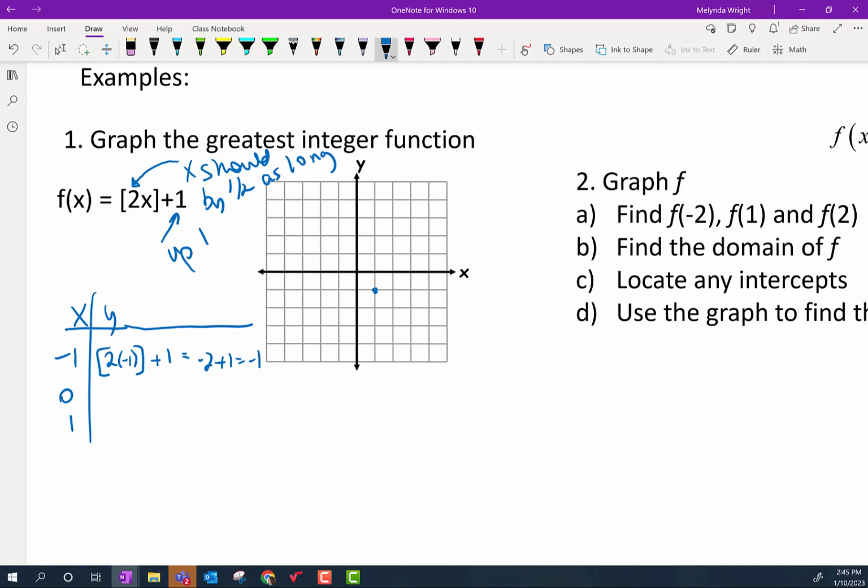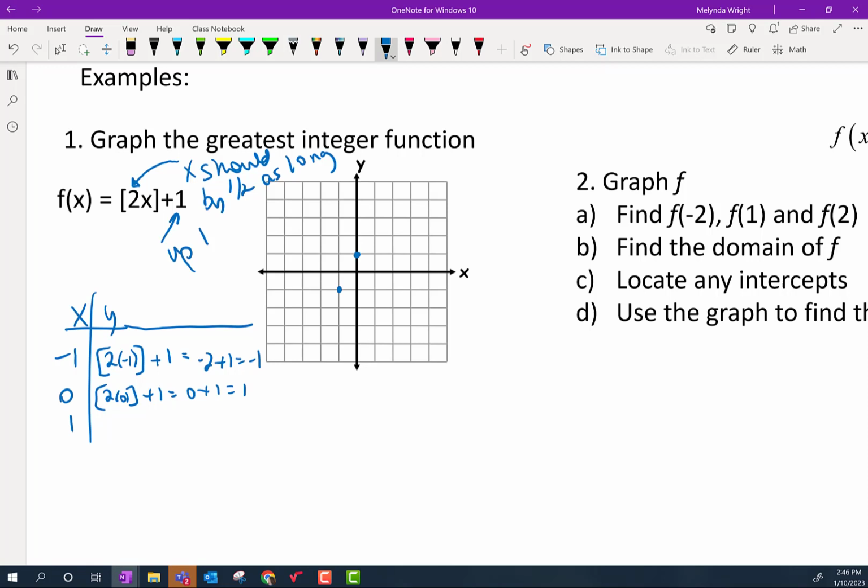Okay, great. Now let's try -1, 1. Where am I? -1, so -2 plus 1 is -1. Thank you. -1, -1. Perfect. So now let's plug in a 0. So 2 times 0 plus 1. 2 times 0 is 0, so 0 plus 1 is 1. All right. So at 0, we're at 1.